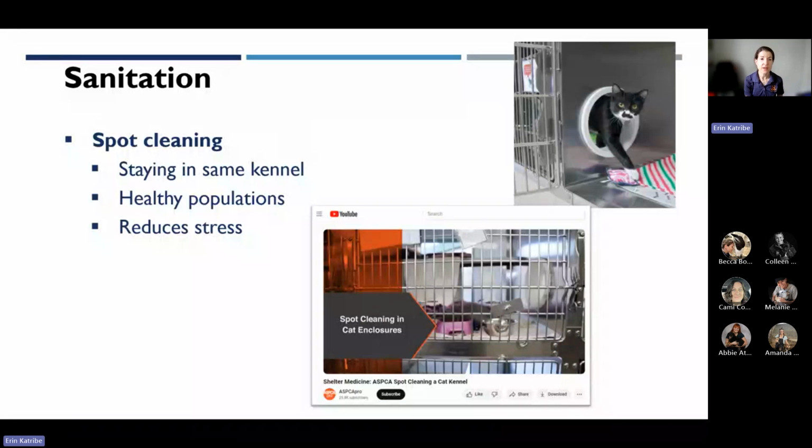All right, so sanitation. Certainly if we have an animal that is leaving a kennel and we're going to put a new animal in that kennel, we want to deep clean and disinfect that kennel thoroughly. However, if an animal is staying in their same kennel, when we have healthy populations, we can just spot clean. And this is really where double compartment housing is really convenient, because we can put an animal on one side and clean up, really just tidy up that kennel, right? Instead of switching everything out and instead of fully deep cleaning. And that actually reduces stress.